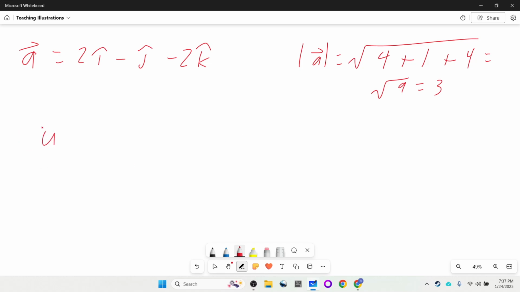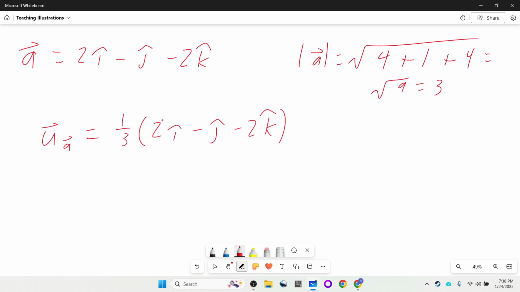So I'll say unit vector in the direction of A, and that's how I write it. I don't think anyone else does. You can just say U if you want, if it's clear what direction it is. It would be, well, we take A and we divide by 3. So I will multiply by 1/3 instead. It's 1/3 times 2i minus j minus 2k. And that's your answer.